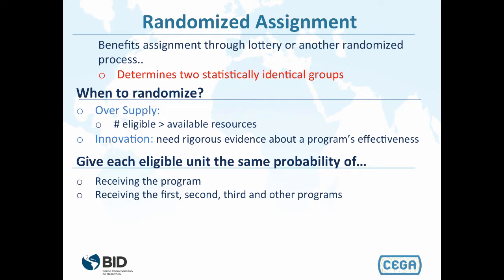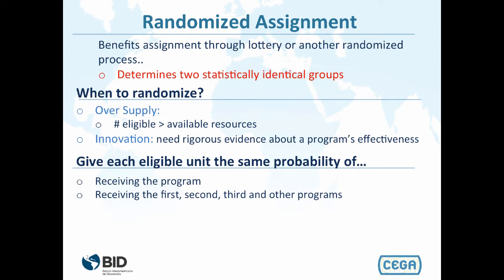Many times, though, it's not that we don't have enough money to enroll everybody in the program, but we only have enough money and enough administrative ability to roll out the program over time. So we might enroll 100 this year, 100 next year, 100 every year until we enroll everybody. In those cases, our treatment group would be the ones getting it first, and our control group would be the ones getting it later. In this case, then, we would give each individual an equal probability of going first, second, third, etc.